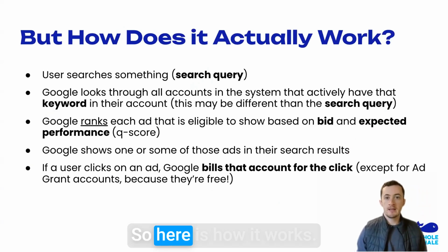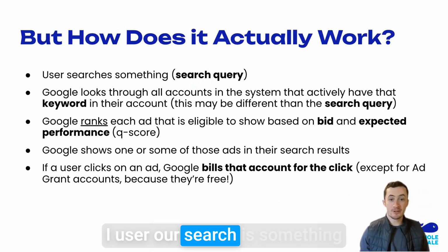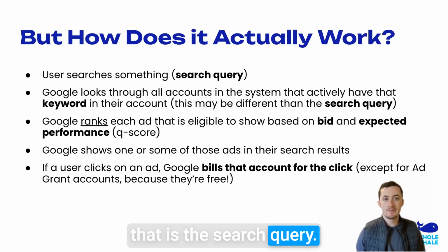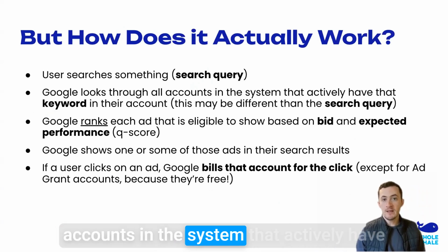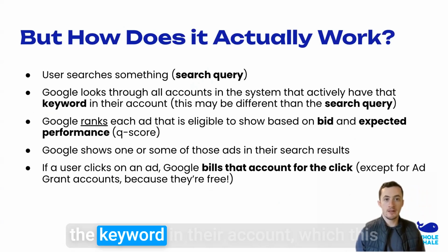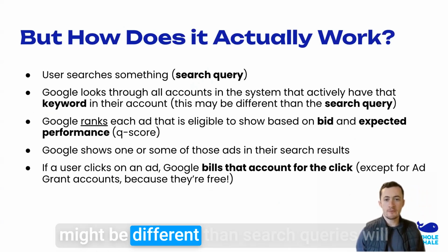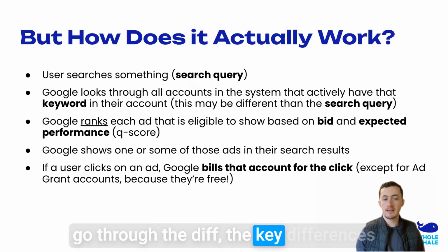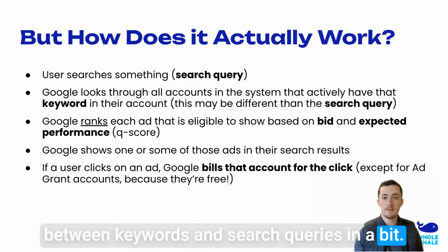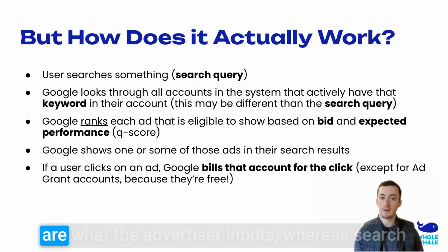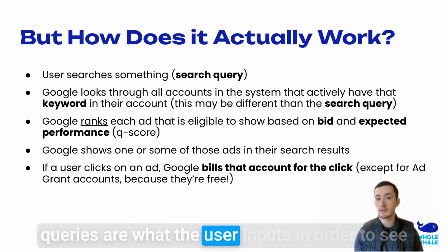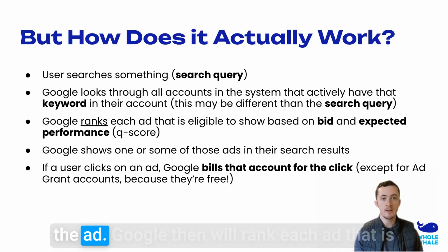So here's how it works. A user searches something. That is the search query. Google will then look through all the ad accounts in the system that actively have the keyword in their account, which might be different than search queries. We'll go through the key differences between keywords and search queries in a bit. But the main difference is keywords are what the advertiser inputs, whereas search queries are what the user inputs in order to see the ad.